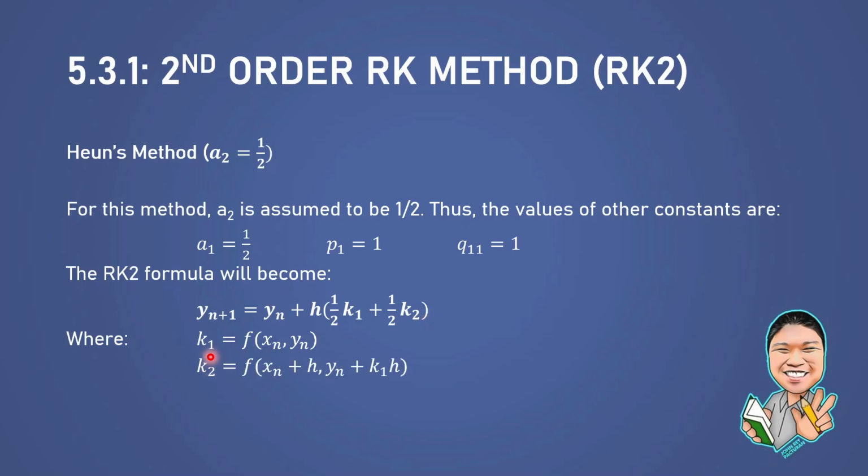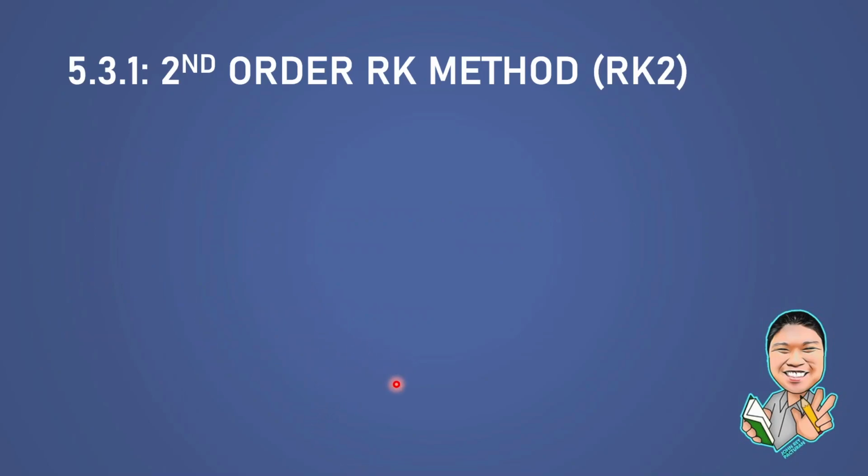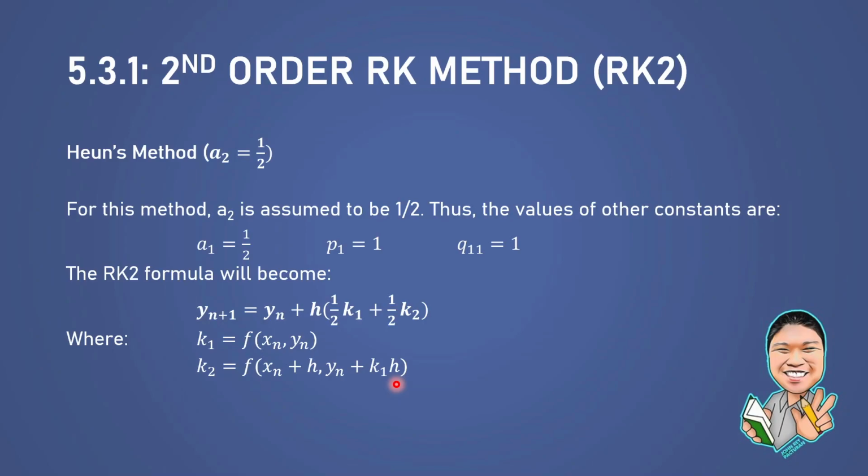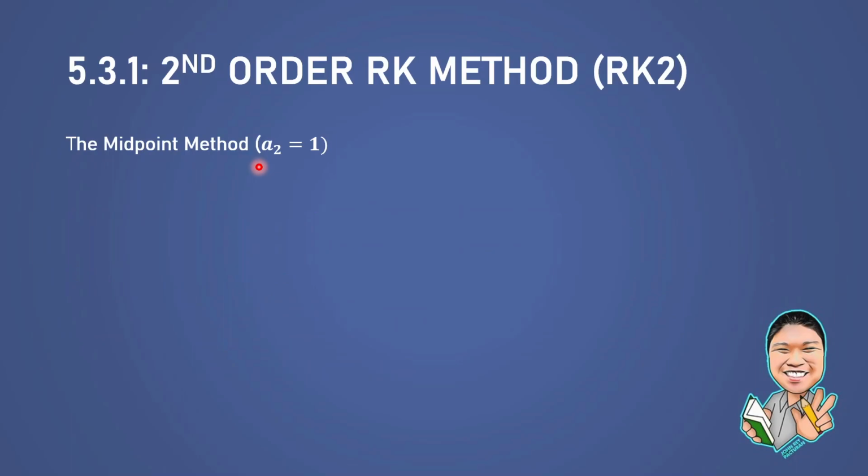Where k sub 1 is equal to f of x sub n, y sub n, and k sub 2 is equal to f of x sub n plus h, y sub n plus k sub 1 h. So that is what happens in Heun's method. Again, in Heun's method, he assumed that a sub 2 is equal to 1/2. So, let's proceed to the midpoint method.